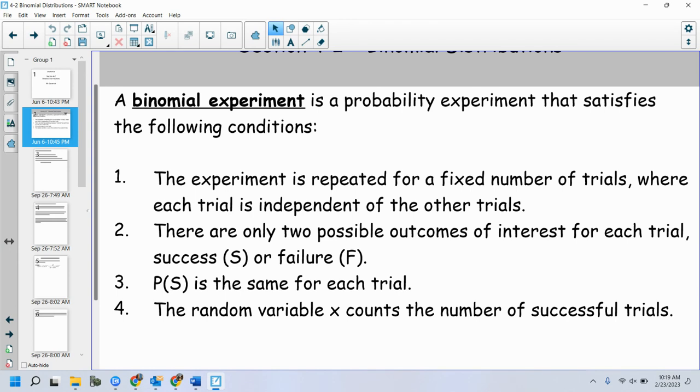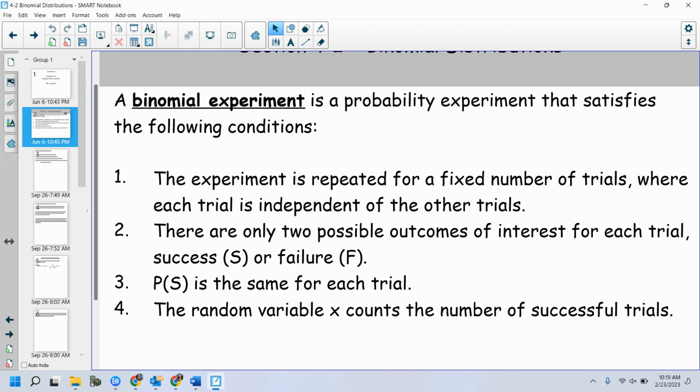Third thing, the probability of success must be the same for each trial, which ties in to the first condition. If the probability of success was not the same, then the trials would not be independent. They would be dependent on one another. If somehow the probability of success went up, then that's no longer binomial. And the last one, the random variable x counts the number of successful trials that you have. That fourth condition is setting us up so that we can use some calculations on it.